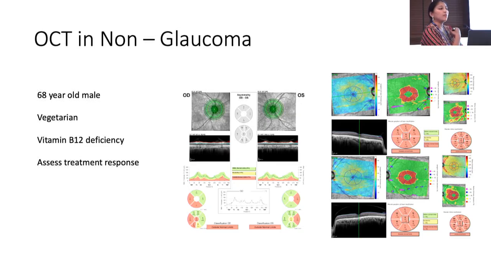The next case is another male, 68 years old. He was a vegetarian by diet. Again, he came for a routine follow-up and was found to have bilateral temporal pallor. So again, the OCT revealed significant temporal thinning, and the GCC map also showed significant thinning in both the eyes. He was evaluated with blood investigations and his hemoglobin was found to be low.